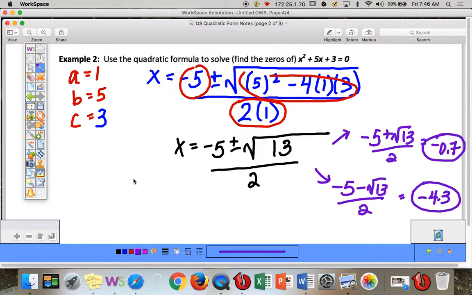So this one, if we were to graph it or look at what the graph looked like, at negative 0.7 there'd be a 0, and at negative 4.3 there'd be a 0, and you would have your quadratic.